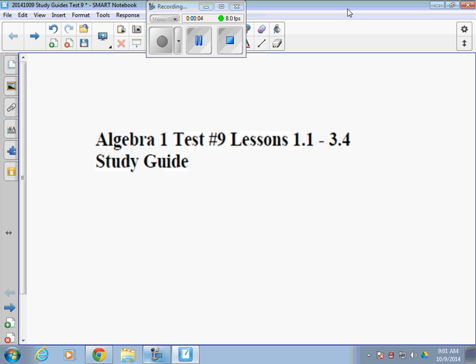Okay, this is Algebra 1, test number 9, study guide. We got through variables on both sides, lesson 3.4. This is part number 2, picking up on number 12.